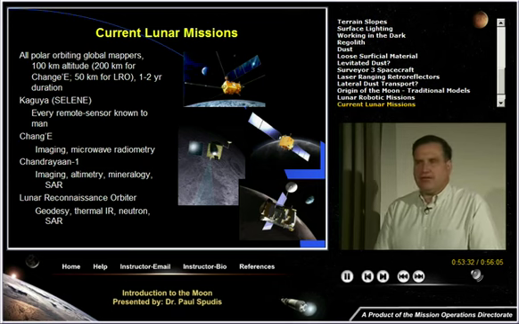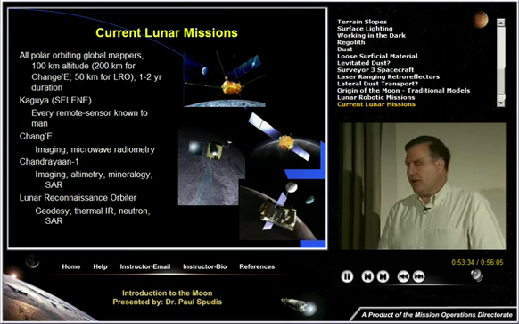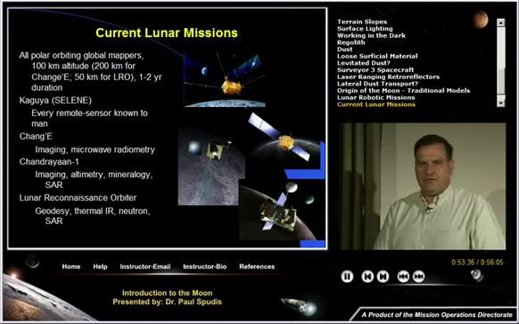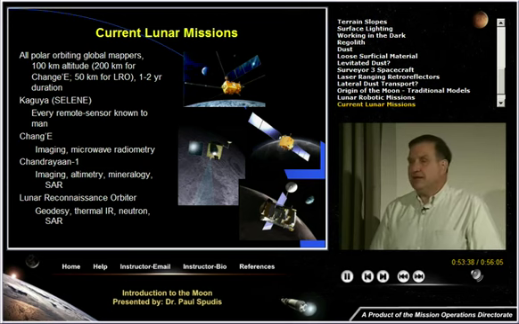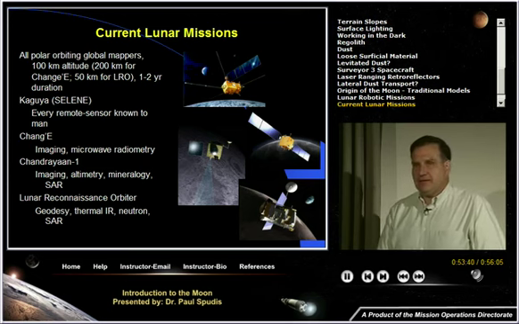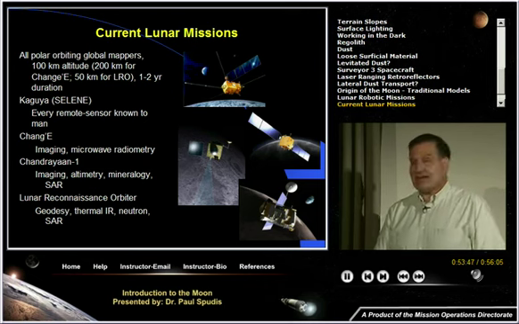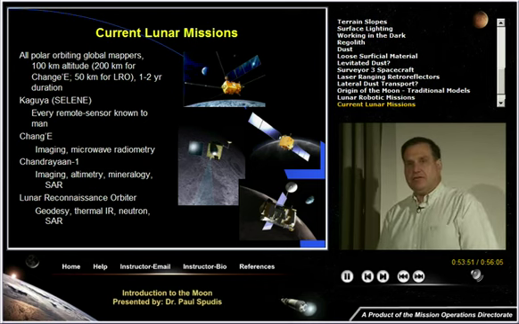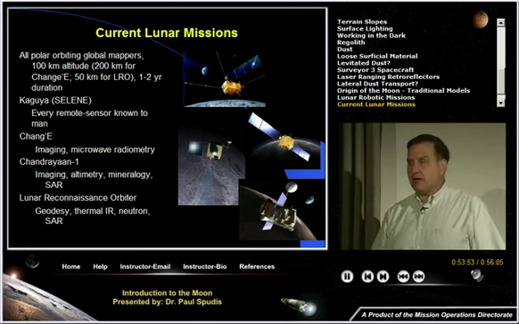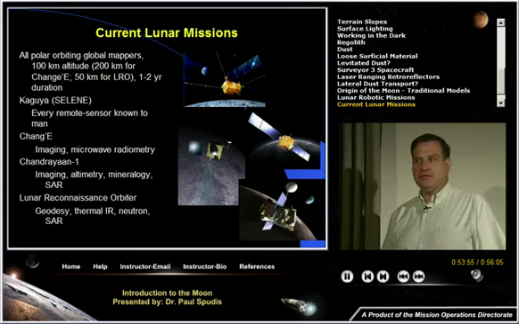Chandrayaan-1 and Lunar Reconnaissance Orbiter are 2 missions that are yet to be launched. Chandrayaan-1 should be launched later this year. That's being flown by India. They have 11 experiments that do just about everything known to man, including measuring the chemistry and mineralogy of the surface. I actually have an experiment on Chandrayaan-1. We're flying what we call the mini-SAR, which is a synthetic aperture radar.